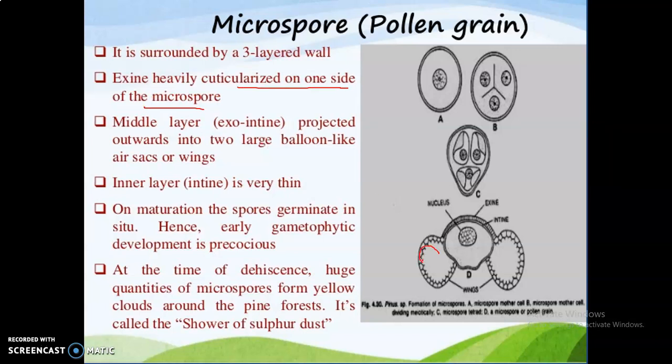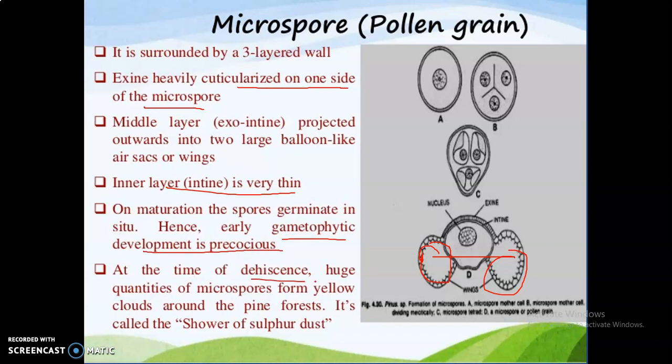The wings formed here are the projected out middle layer. From the thin middle layer, this balloon-like structure or the wings are formed, and the inner layer is very thin. On maturation, spores germinate in situ, meaning that before pollination, within the microsporophyll, germination starts. That is known as gametophytic development, and it is precocious, meaning germination starts before pollination.